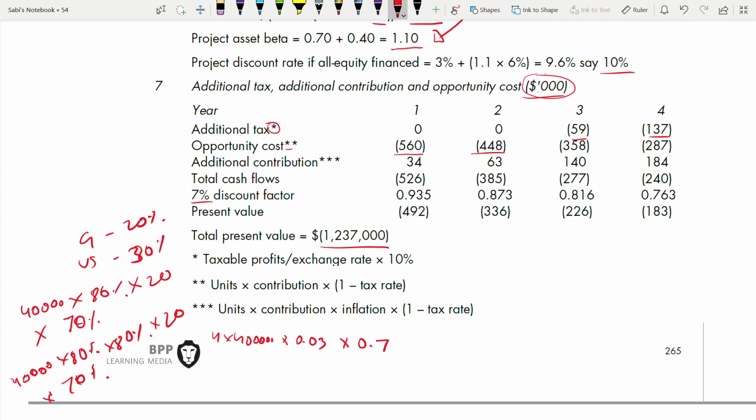Okay. It's coming up to 3360. No, something is wrong. Something is wrong here.